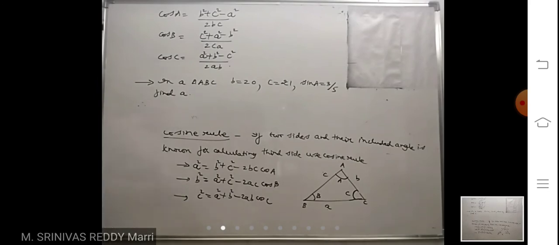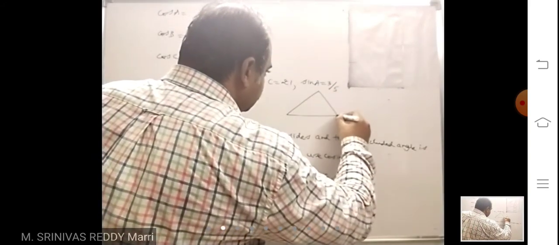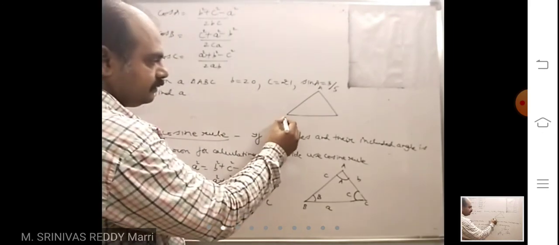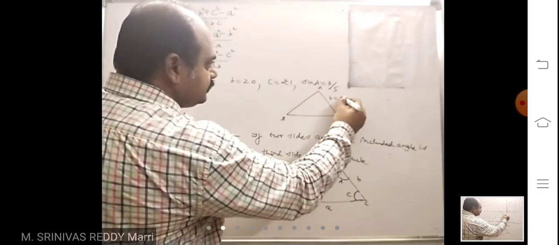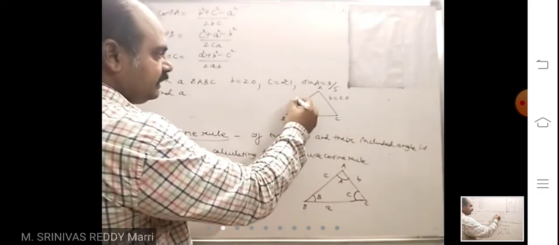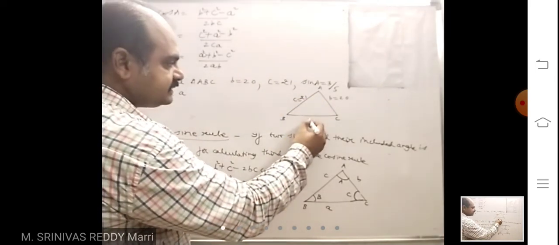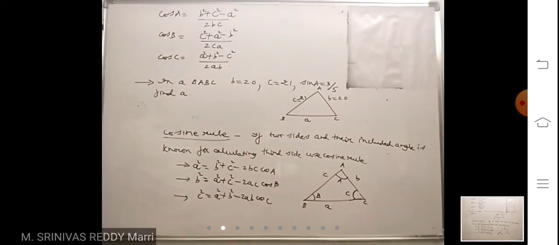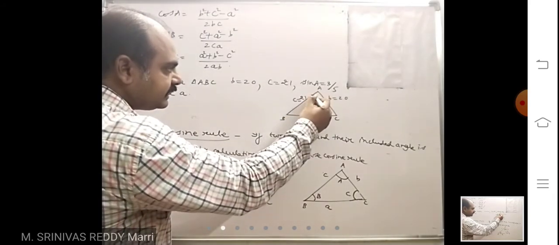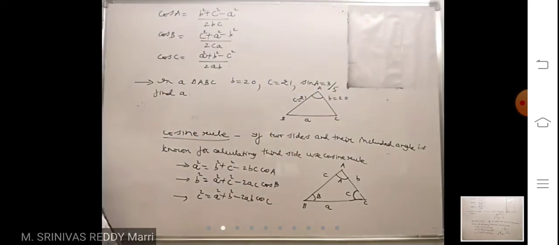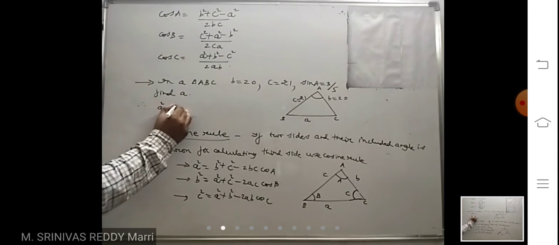Right? If you look at here, mark this problem in the triangle: A, B, C. So what is B? This is B, this is 20. AB means C, this is 21. This A you need to calculate. That means these two sides are known, and about the included angle he has given sin A. So this third side can be calculated by using the cosine rule.